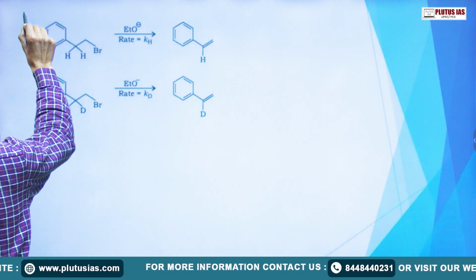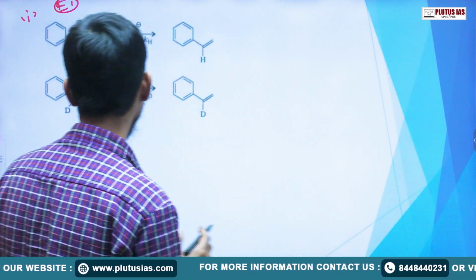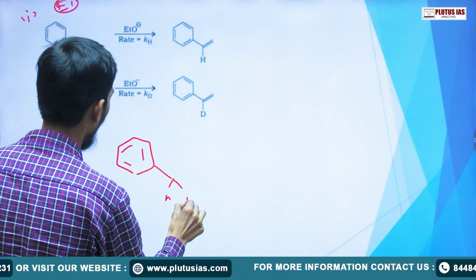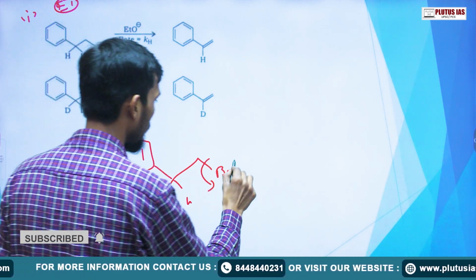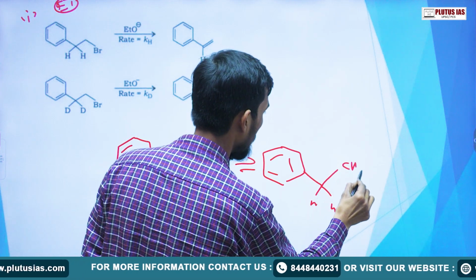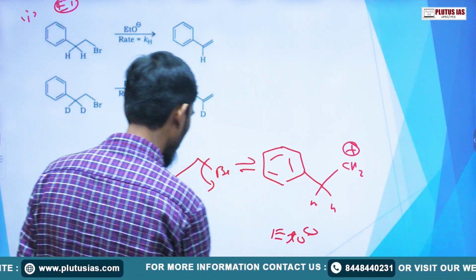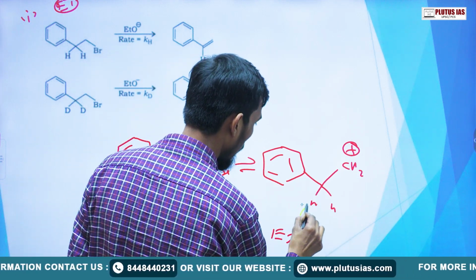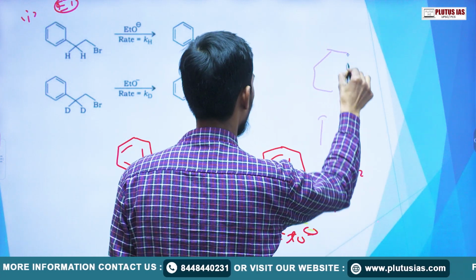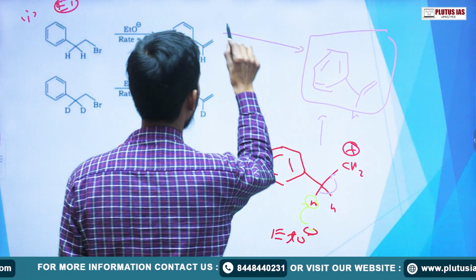First, we will follow the E1 mechanism. In the E1 mechanism, what happens? Firstly, the Br leaves from this substrate, and a carbocation is formed. Then the ethoxide negative comes in, abstracts this proton, and the electrons come back, and we get a product like this.